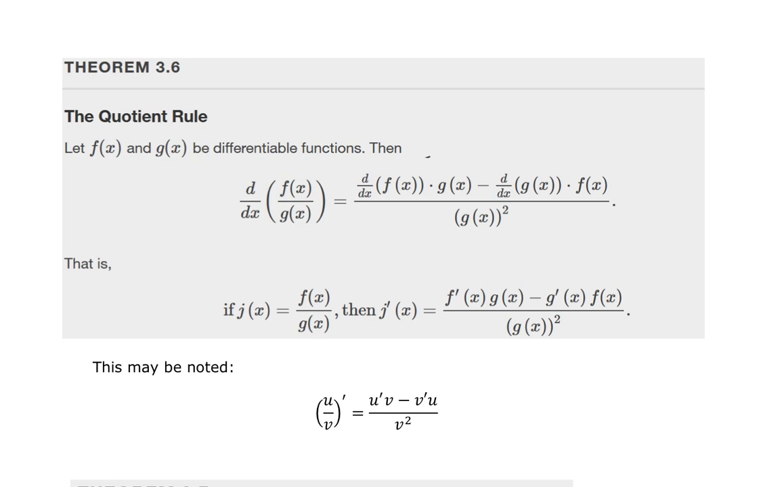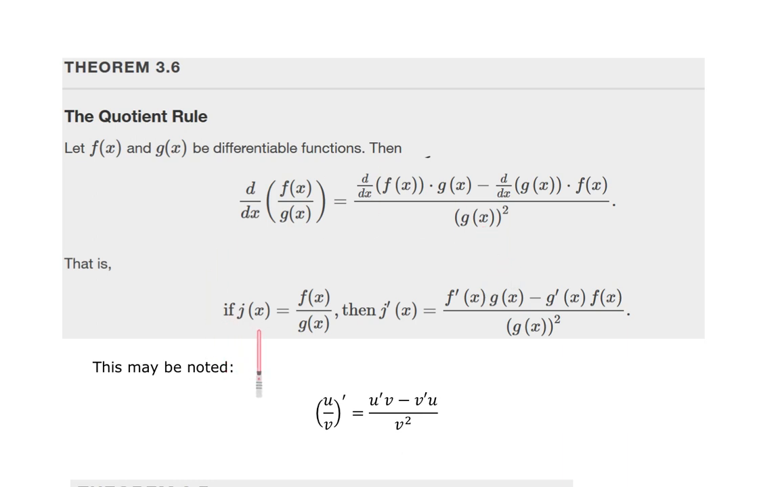If we were doing the limit laws, the limit law says if I was taking the limit of f of x over the limit of g of x, then it'd be the limit of f of x divided by the limit of g of x. That's not true with the derivatives. So if I'm doing the derivative of f of x divided by g of x, it's going to be the derivative of the numerator function multiplied by the denominator function minus the derivative of the denominator function multiplied by the numerator function, all divided by the denominator function squared.